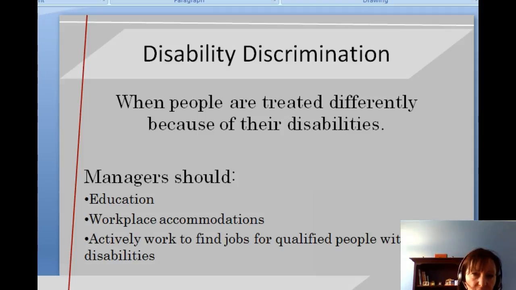Managers should focus on becoming more educated, look at ways of accommodating the workplace to enable people with disabilities to perform their essential jobs, the essential tasks of their job, and actively search out people who have disabilities who are qualified to do the job.